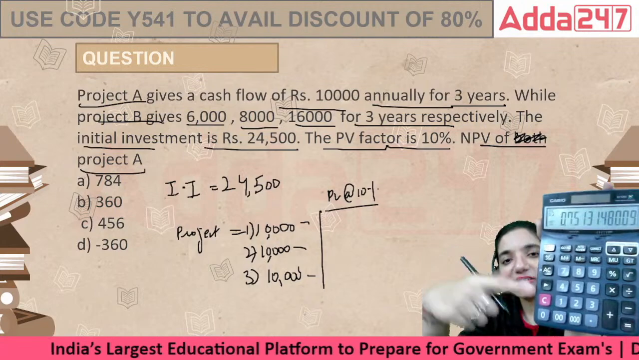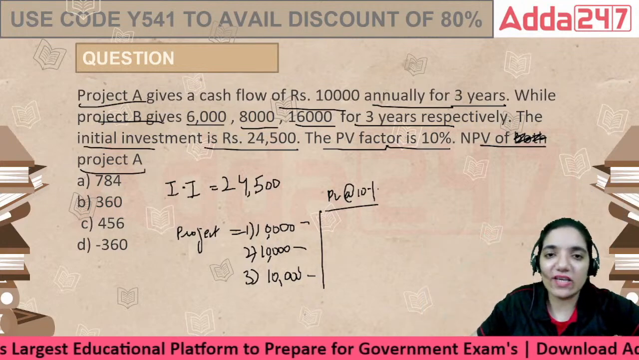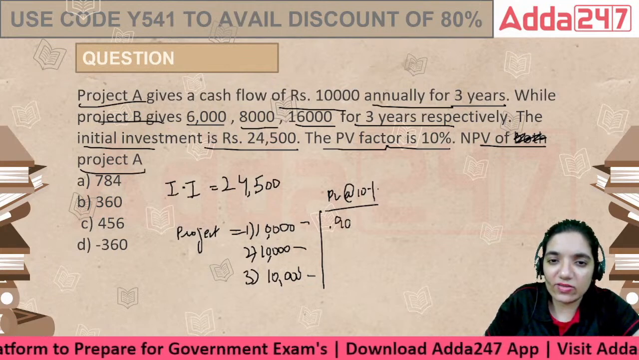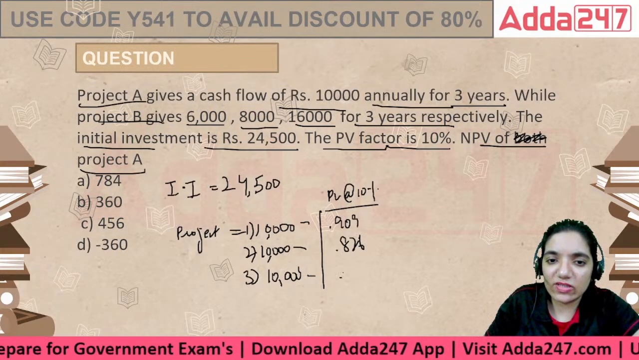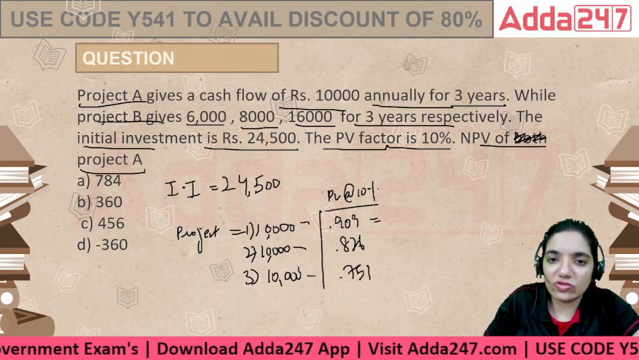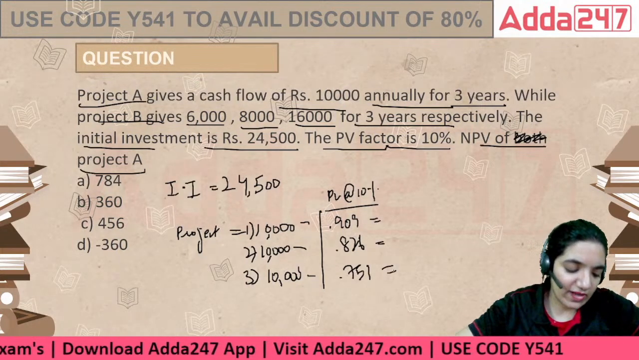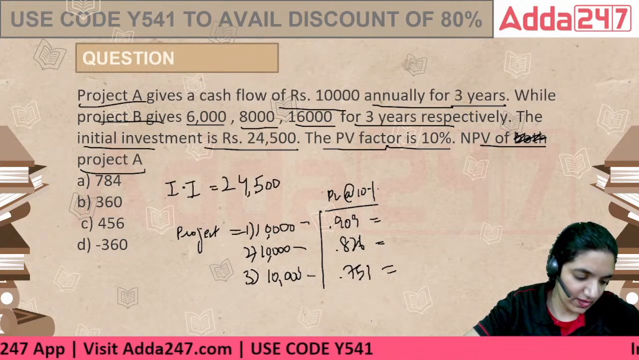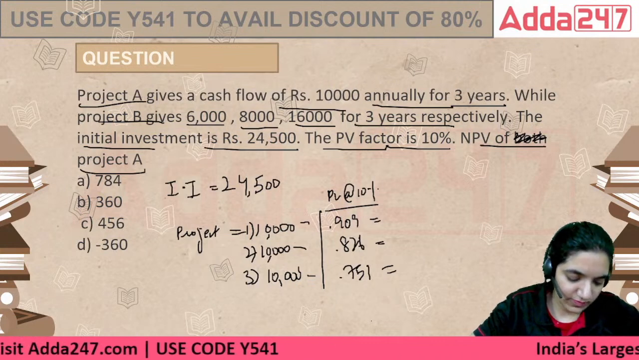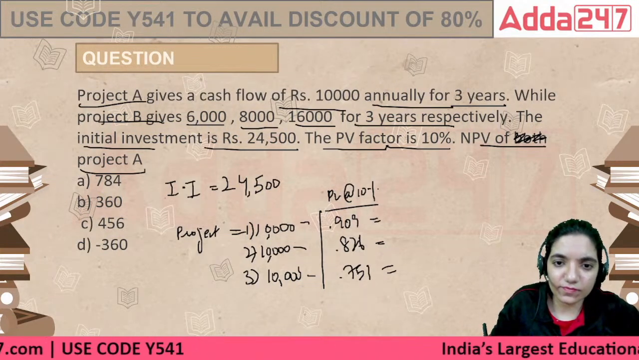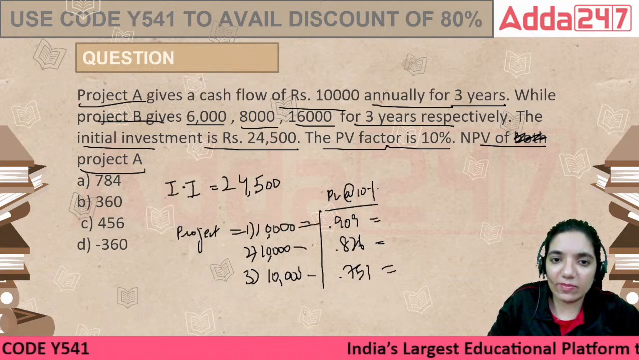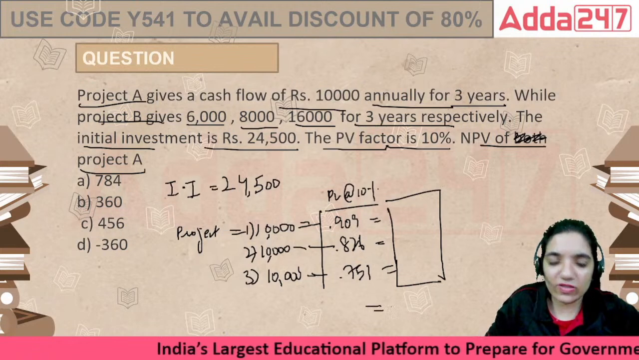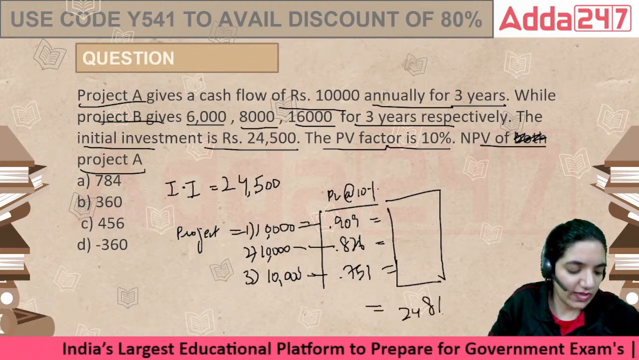So since the value is 10,000, all I need to do is multiply it with these: 0.909, 0.826 and 0.751. We will multiply these terms and we will get the values over here. The total of this will come out to be 24,868.